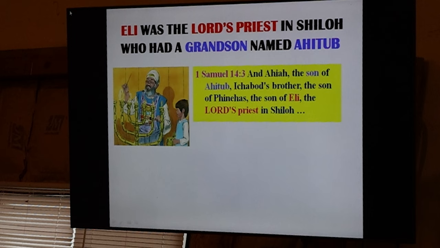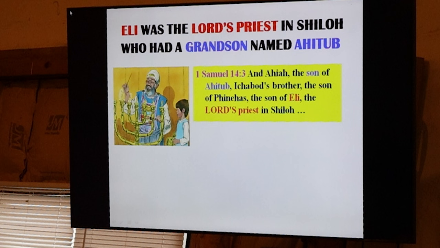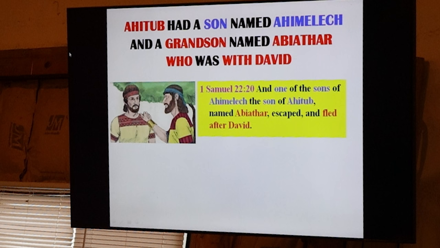Now, ultimately, what I'm going to show you is that Eli is of the lineage of Ithamar. That's the reason why I'm showing you this. He's of the lineage of Ithamar, not Eleazar. So how? Well, Eli had a grandson named Ahitub, and Ahitub has a son named Ahimelech and a grandson named Abiathar, and he was a priest at the time of David.